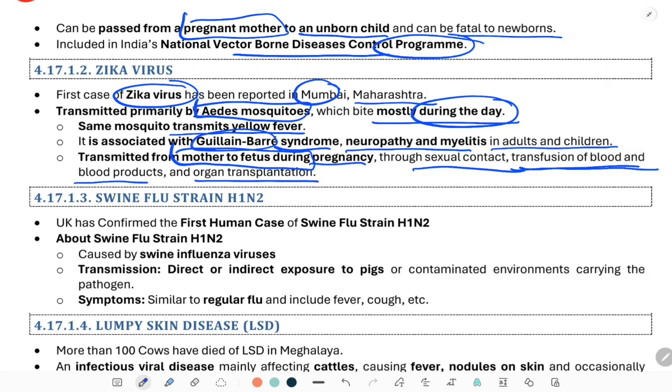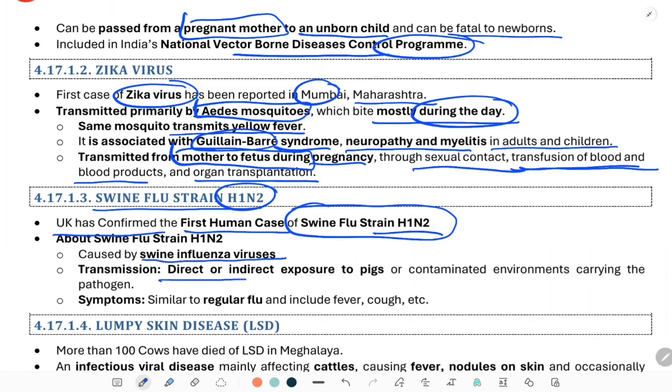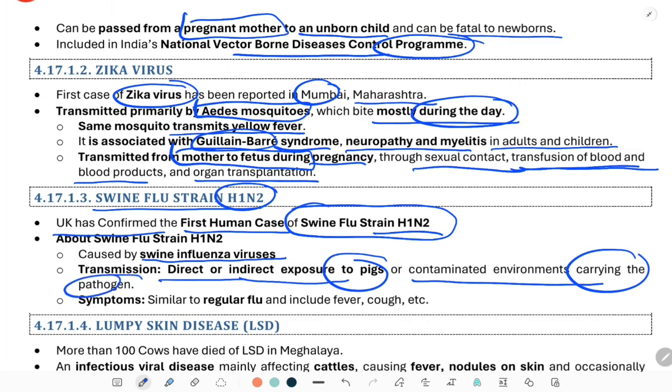Then next, swine flu strain H1N2. The UK has confirmed the first human case of swine flu strain H1N2. It is caused by the swine influenza virus. The transmission is by direct or indirect exposure to pigs or contaminated environments carrying the pathogen. Symptoms are similar to regular flu and include fever and cough.